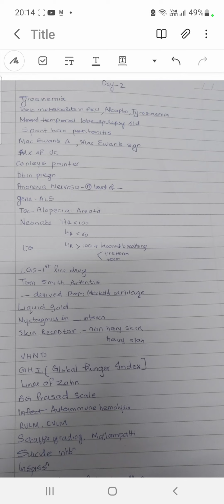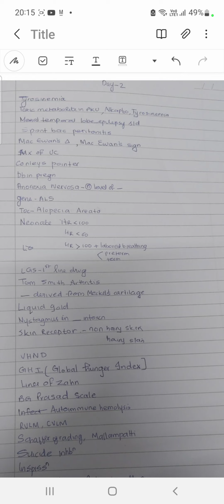Management of ulcerative colitis, remember mild, moderate, severe. So if it is mild, oral steroid and 5 ASA. If it is moderate, steroids given IV. If it is severe, steroids IV, not 5 ASA, you have to give TNF alpha inhibitors. Conley's pointer is Straggle pointer.